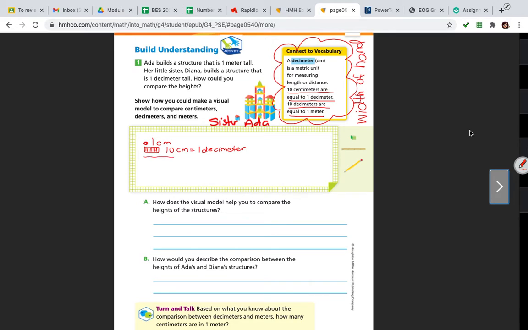So let me think about it. 1, 2, and I'm estimating here. Maybe we compare it like this. So that's 1 decimeter. Let's get a little bit bigger. Something like that. So maybe this is 10 decimeters. 10 decimeters equals 1 meter. Okay, so Ada's is obviously 10 times taller than her sister's. So this is her sister's picture right there, and then Ada's is the taller one. So how does the visual model help you compare the heights of the structures? Well, we can represent the heights with the visual model.